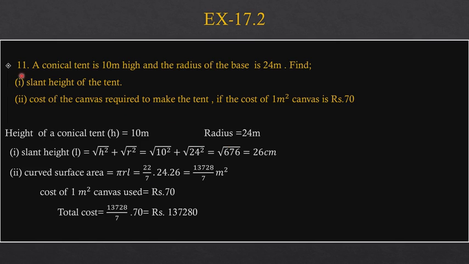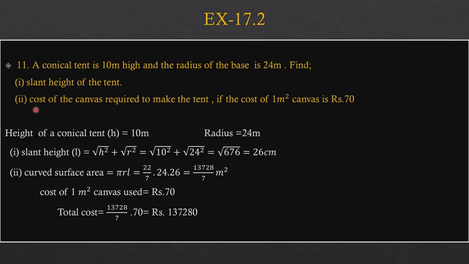The first question of discussion today is: a conical tent is 10 meters high and the radius of the base is 24 meters. So we need to first find out the slant height of the tent. We know that slant height is the lateral height, or very commonly used as hypotenuse also. Since we know the length of the altitude or height and the base, we can use the Pythagoras theorem to solve it. Your answer will be 26 meters.